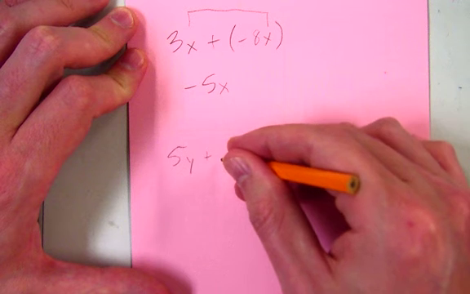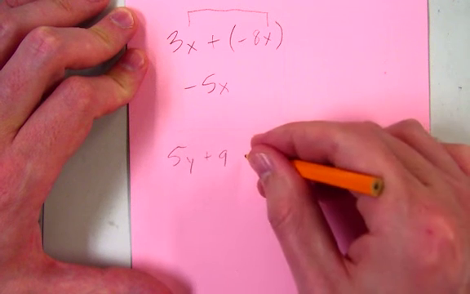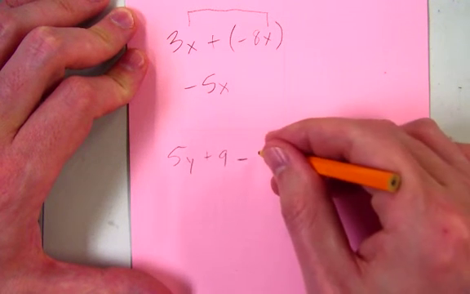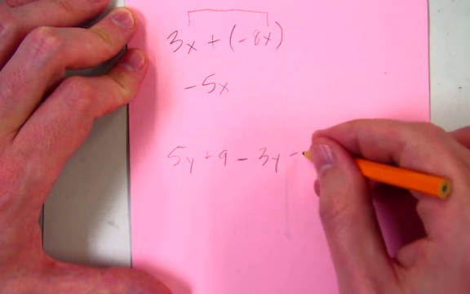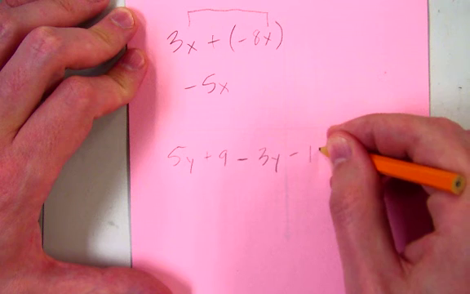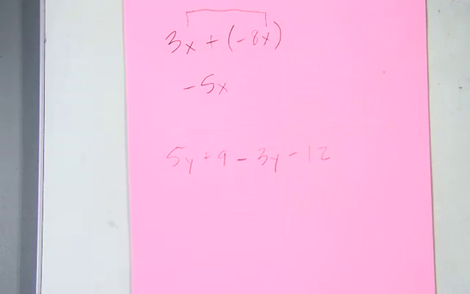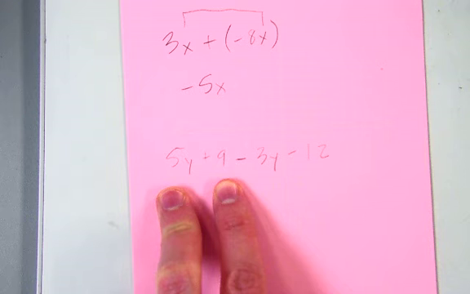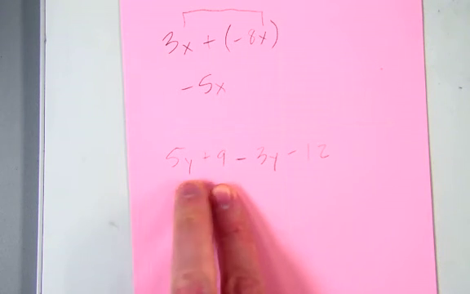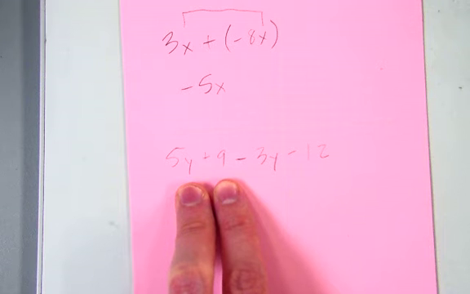5y plus 9 minus 3y minus 12, for example. Okay? And what's important here when we're trying to clean this up is that we only put the like terms together. Like 5y and 9, those cannot be combined because those are not like terms. They have different variable parts. The 5y term has a y. The other term here is called a constant term. It doesn't have a variable at all.